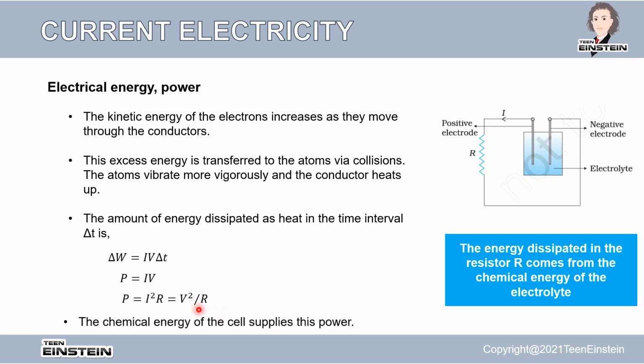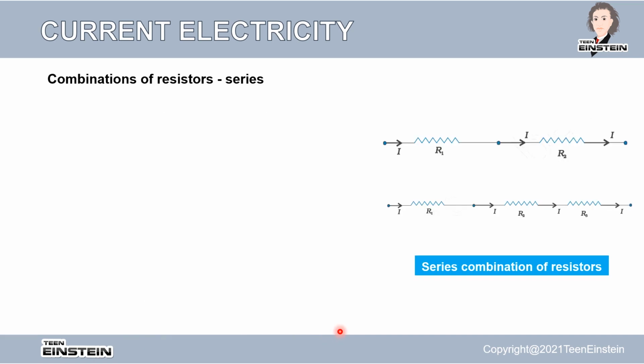So this power, where does it come from? If you have a conductor like this where a current I is passing through the resistor, and this conductor heats up, so this power dissipation happens, and this power is coming from this electric cell. So this cell is driving this current. This cell is making the electrons go through the circuit. By doing this, the cell is supplying the kinetic energy to the electrons, and that kinetic energy gets transferred into heat dissipation. So this chemical energy of the cell gives this power to the conductor.